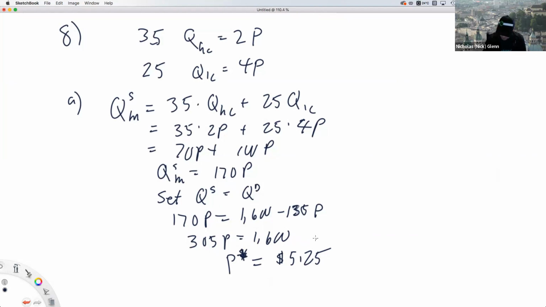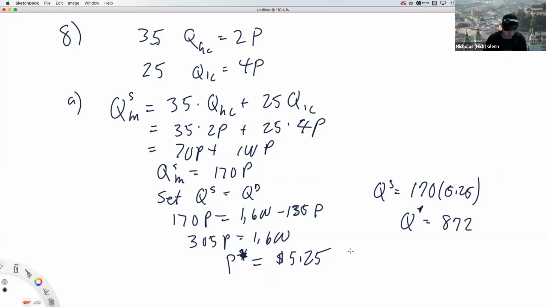Okay, so we got our equilibrium price. So what's the quantity? We can use either the supply or the demand. We'll use the supply curve because it's a little bit simpler. Just 170 times the price, 5.25. And so the equilibrium quantity is going to be 872. All right, so our equilibrium price is 5.25. At this price, we have 872 orders of hot wings that are produced each period. So those are our two equilibrium values.